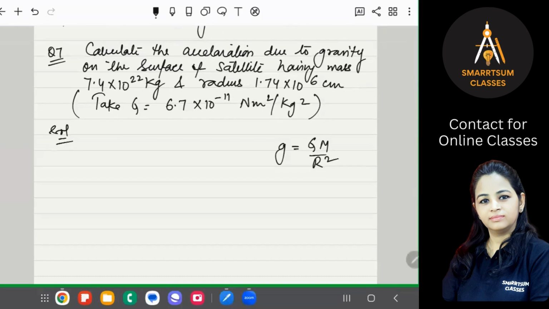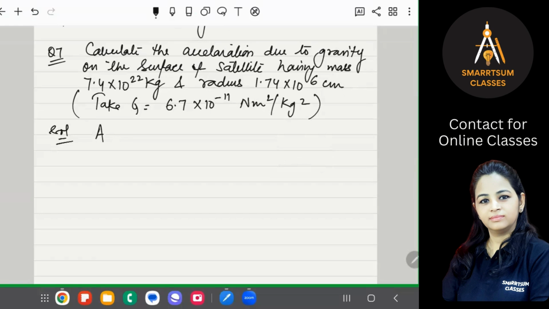Right. So what is given here? Calculate the acceleration due to gravity on the surface of a satellite having mass 7.4 into 10 power 22 kg and radius 1.74 into 10 power 6 centimeter. And take G as 6.7 into 10 to the power minus 11 Newton meter square per kg square. Right. Okay.